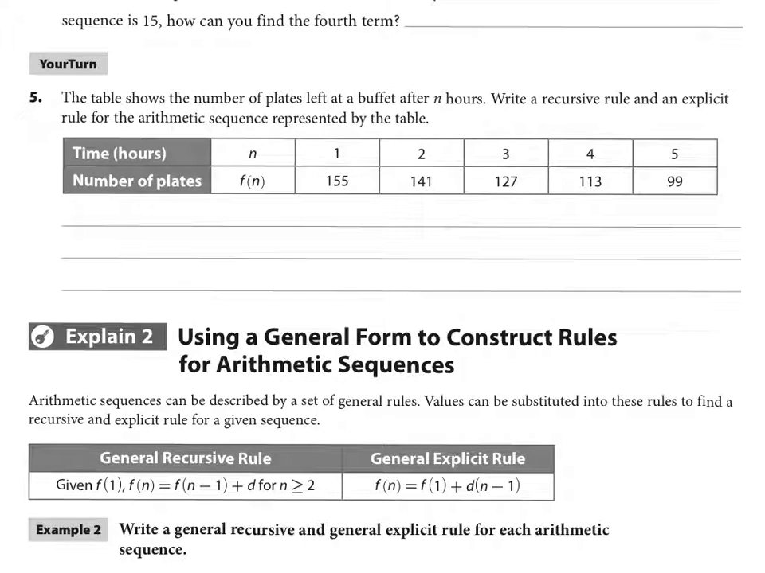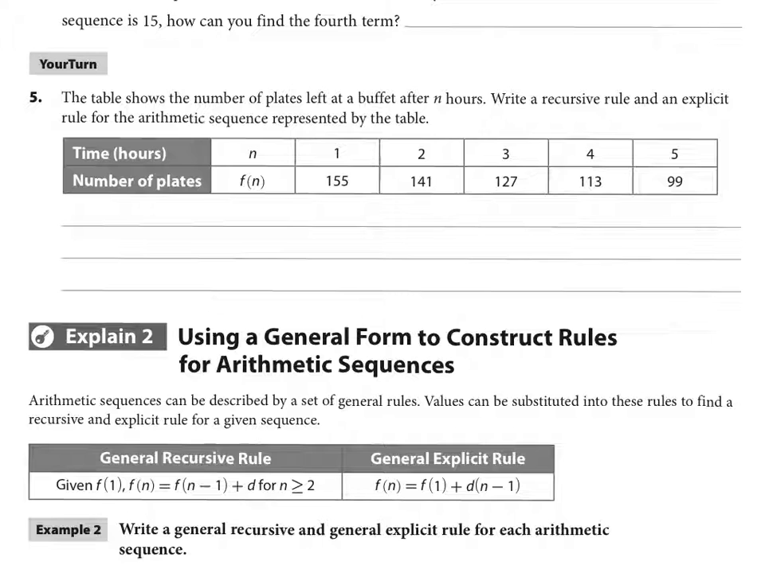So what we're going to do is we're going to do these try-it problems again, and then we're going to use some of the homework problems in the book in class tomorrow to be able to prepare for doing the online homework. So it says the table shows the number of plates left at a buffet after n hours. Write a recursive rule and an explicit rule for the arithmetic sequence represented by the table.